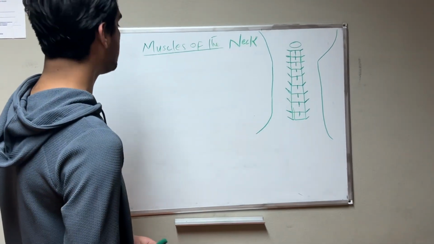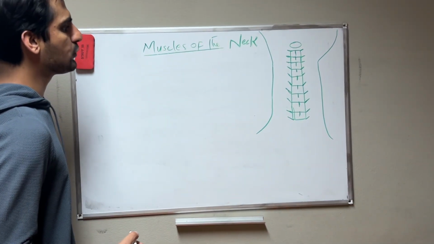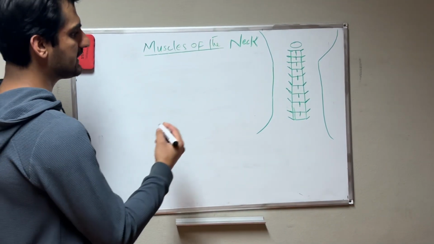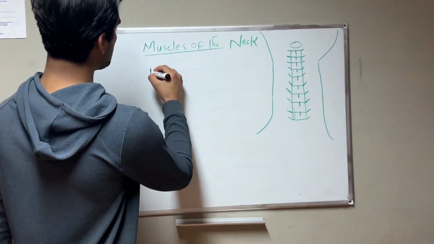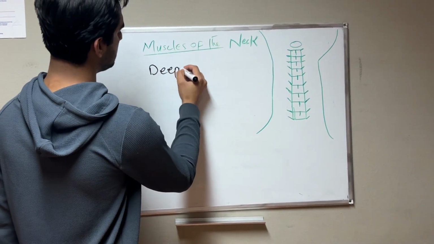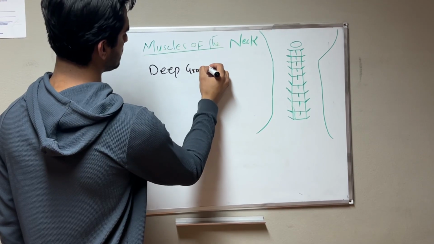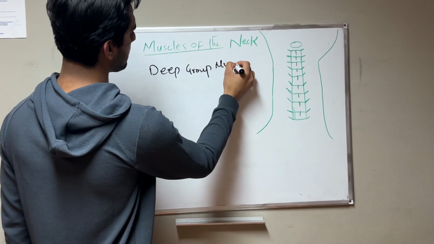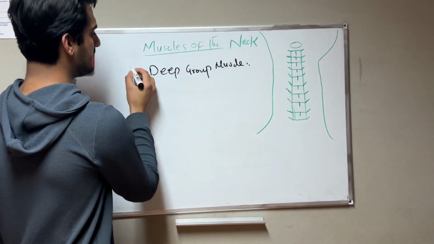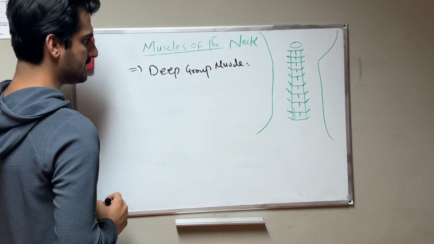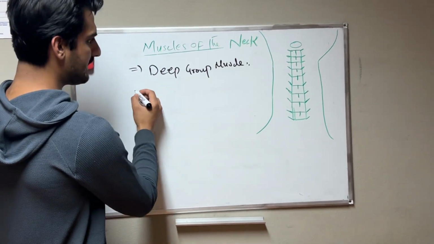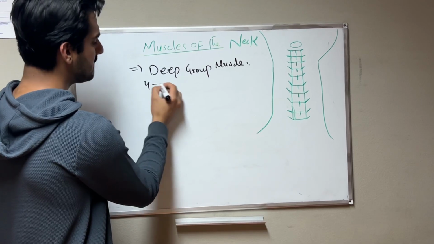Now we have another group of muscles, which is called the deep group of muscles of the neck, the last group. Okay, we have 4 muscles in the deep group. First I will write the 4 muscles and then I will show them in the diagram.